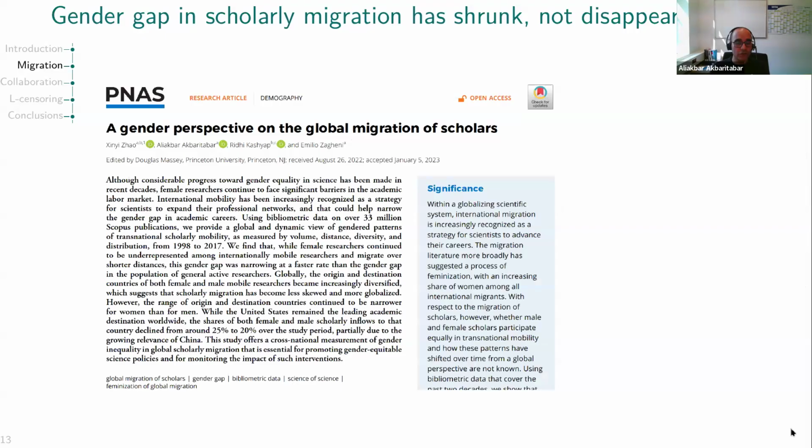We have done research using this data ourselves as well. For example, in this paper, we focused on the gender differences between scholars. If men are more mobile than women, for example, that was our question here. And we noticed that the gender gap in scholarly migration has reduced, but it has not disappeared.